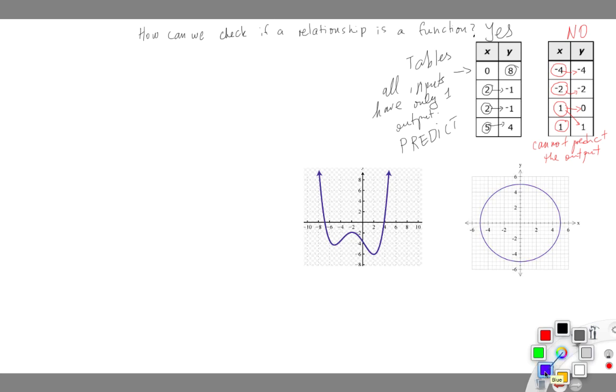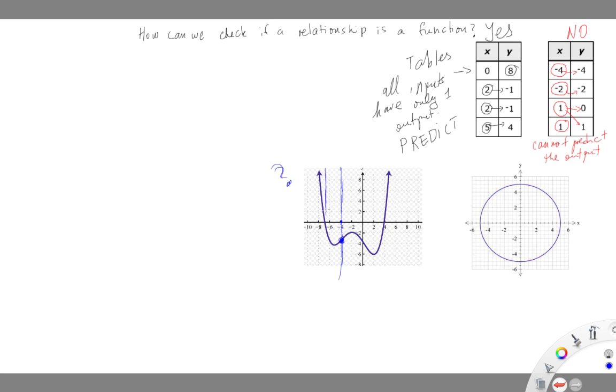How about graphs? Sometimes we're given graphs and you're going to have the question, is this a function? Is this graph representing a function? And how will you know? Here's every input. Let's take the input negative 4. I'm going to draw a vertical line and I'm going to check how many times that vertical line crosses my graph. It crosses it one time. So that input corresponds only with one output.